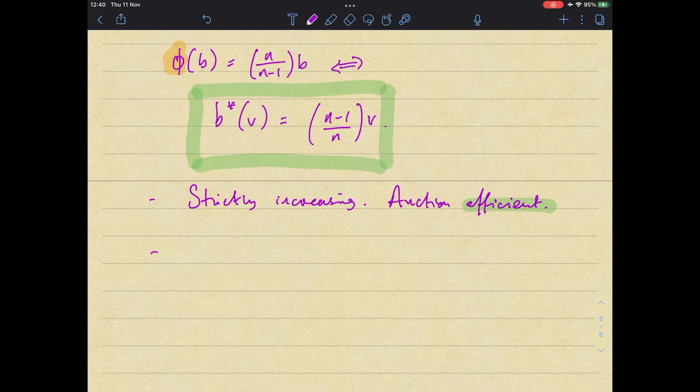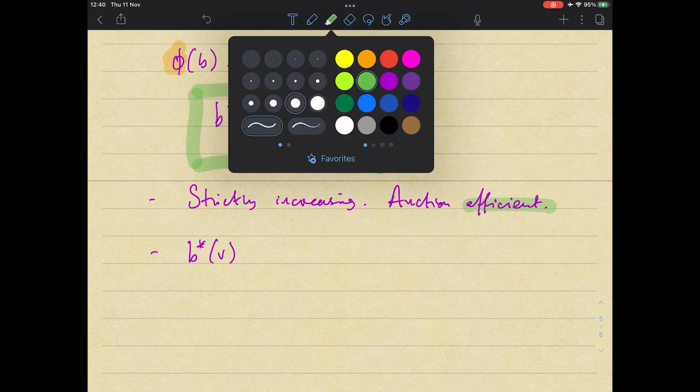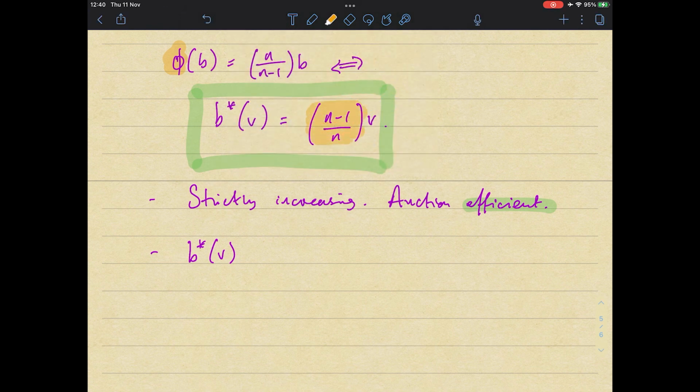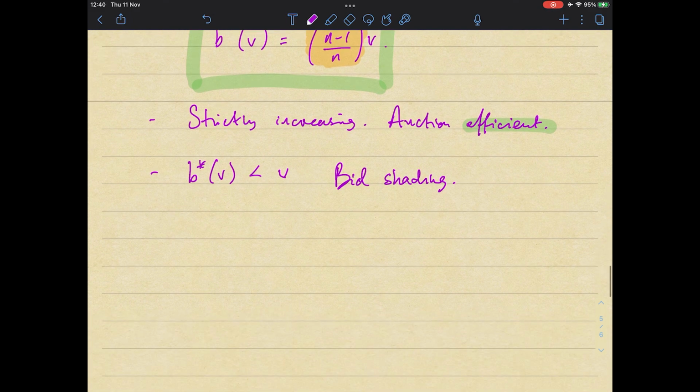What about honest bidding? Well, notice that b star of v, this ratio n minus 1 over n, is less than 1. So this is less than v, right? And we call this bid shading. So when I know my value for an object, I'm not going to bid that. I'm going to bid less than my true value.